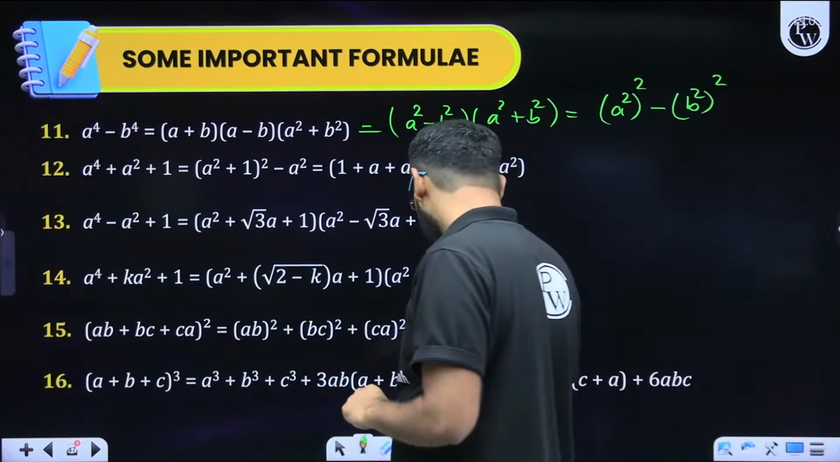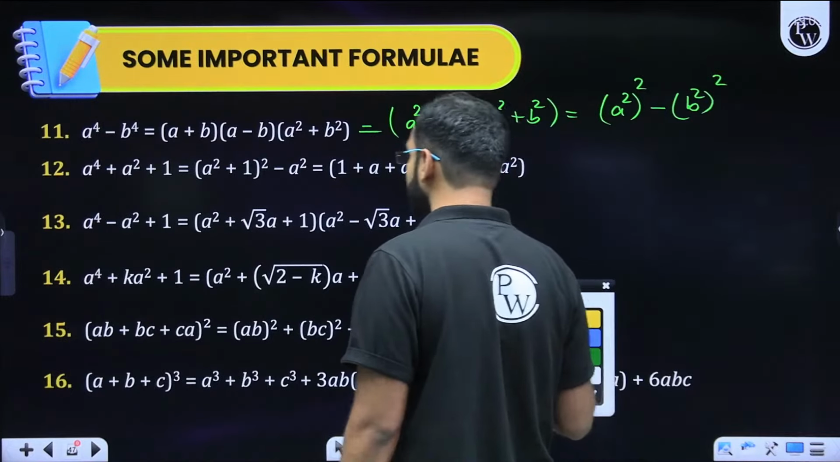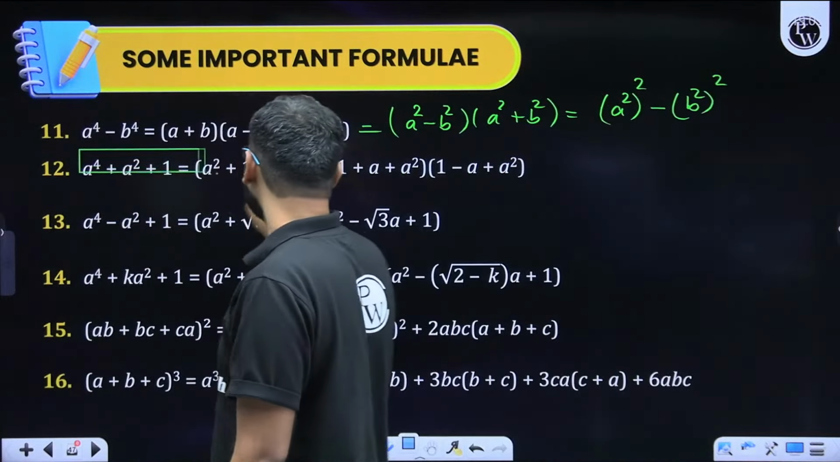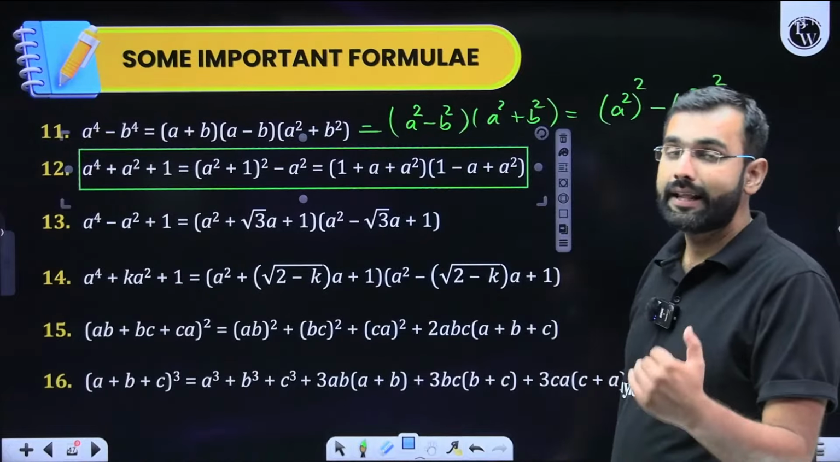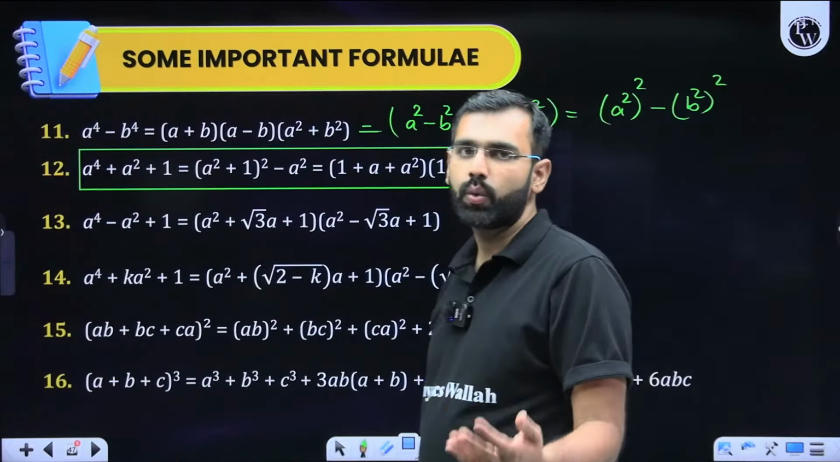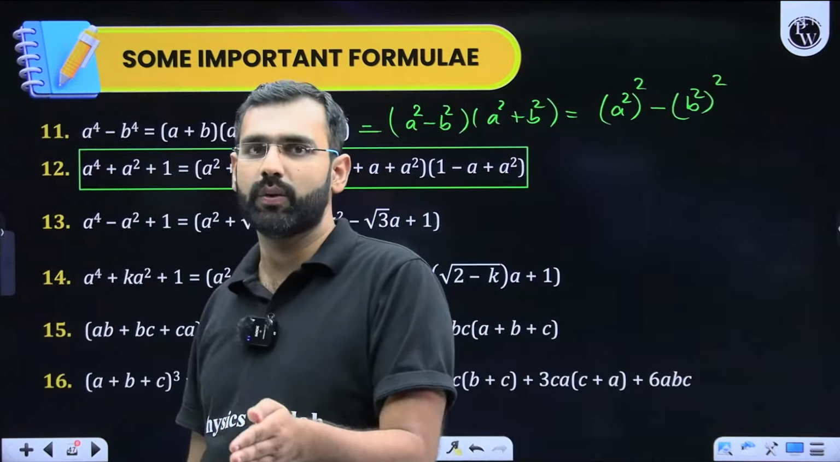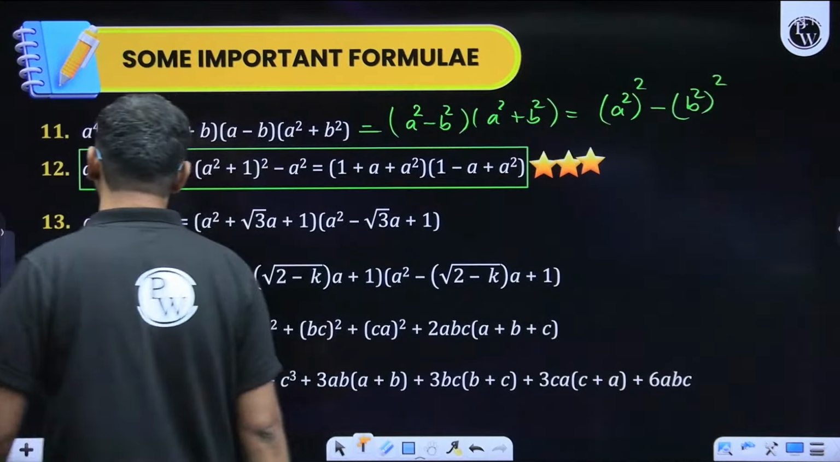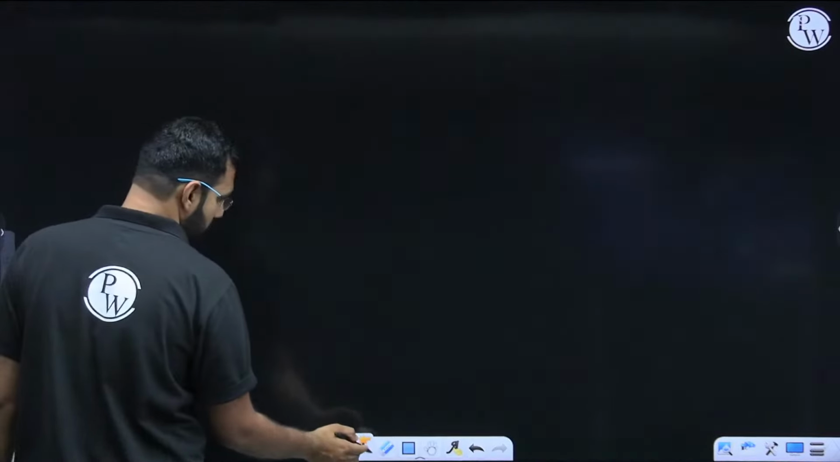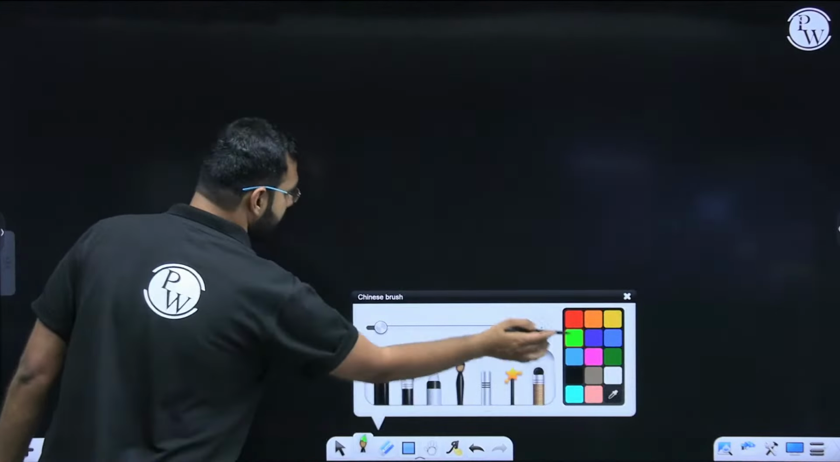Again, if I tell you something more interesting, which is very useful, very widely used, and most asked in JEE Mains, it is this one. In telescoping sum based questions and inverse trigonometric functions based questions, this is something which they very often ask you to use a lot many times. What is it? A to the power 4 plus a square plus 1. I repeat, this identity is a to the power 4 plus a square plus 1.